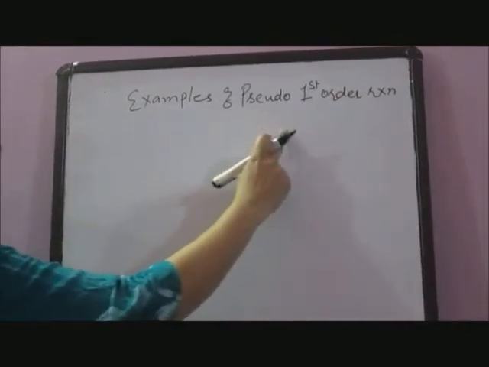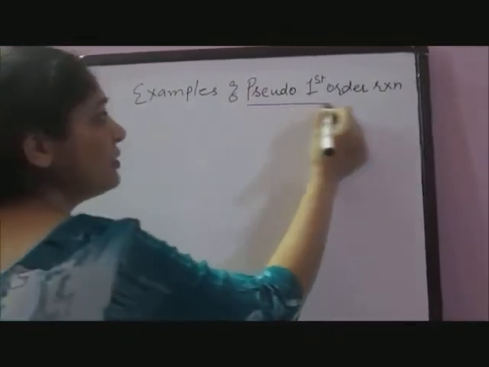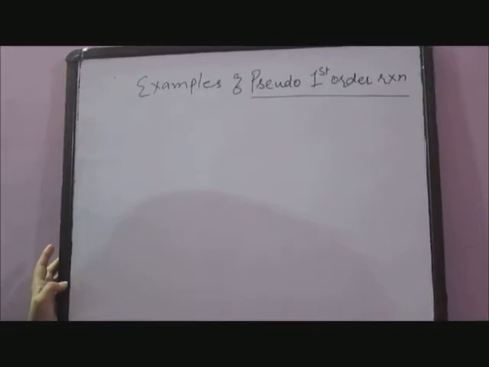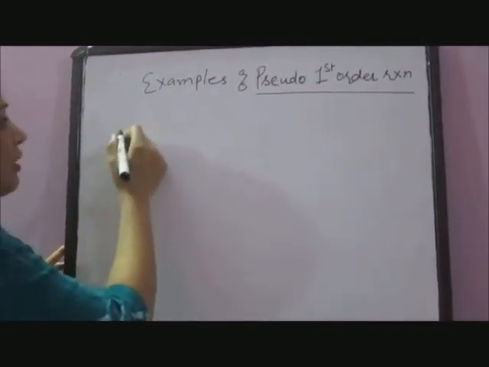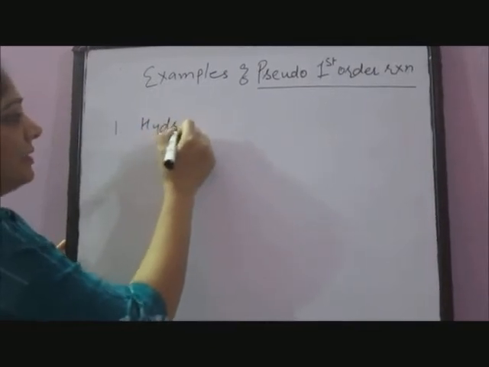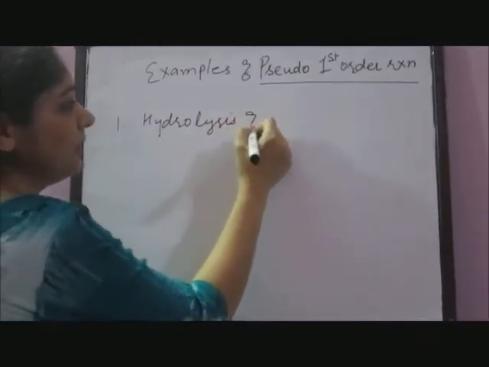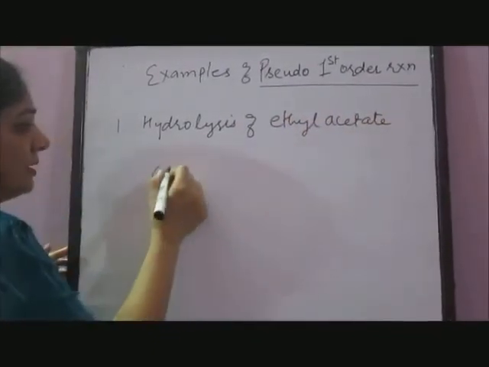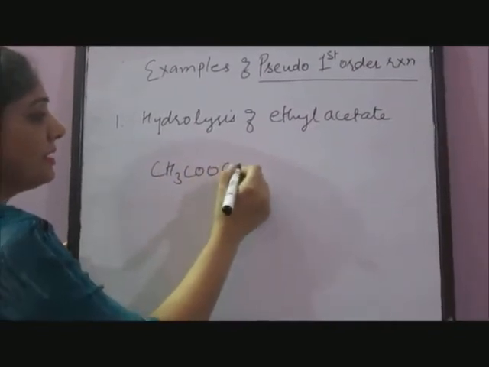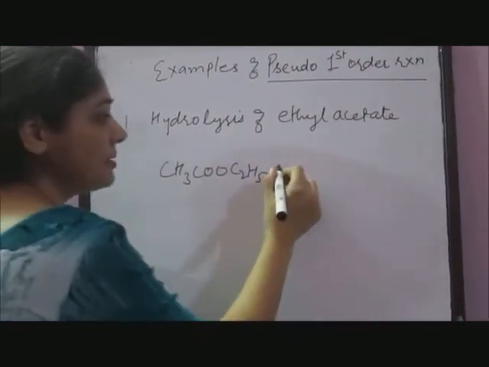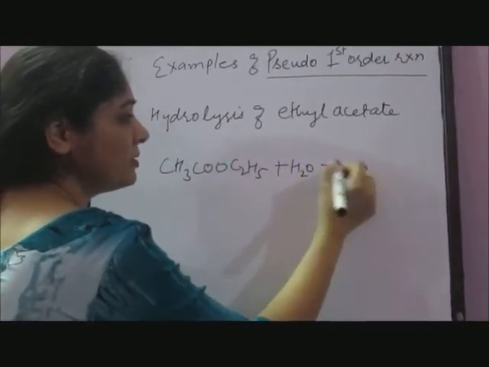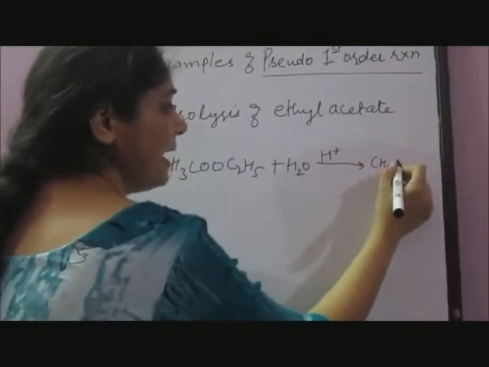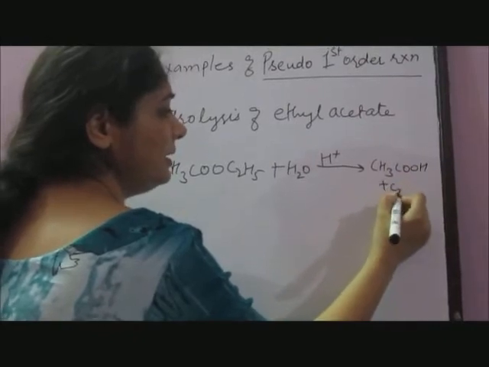Next is examples of pseudo first order reaction. Pseudo first order reactions are those in which one of the reactants is present in large excess. For example, hydrolysis of ethyl acetate. This is ethyl acetate plus water in presence of acid as a catalyst produce acetic acid plus ethanol.